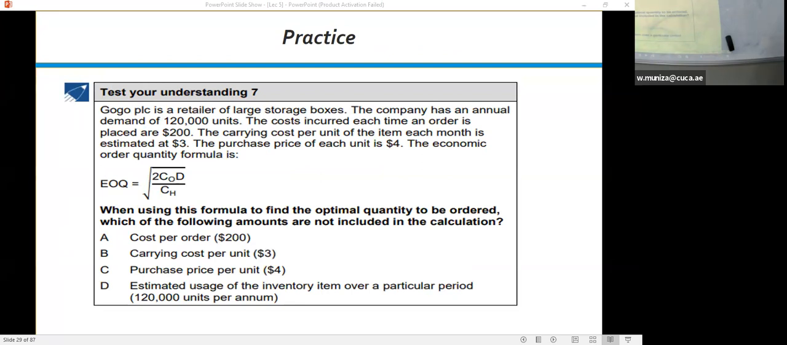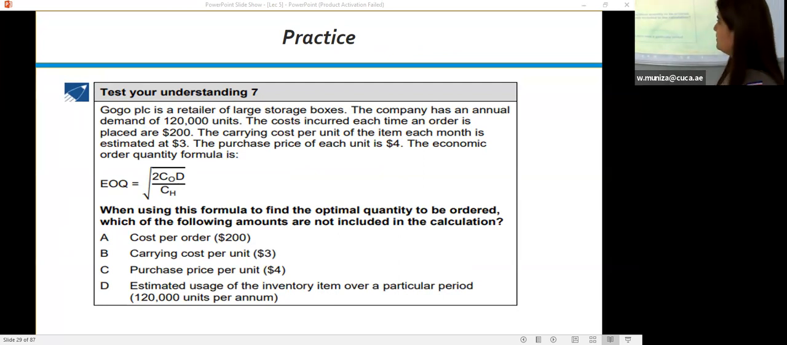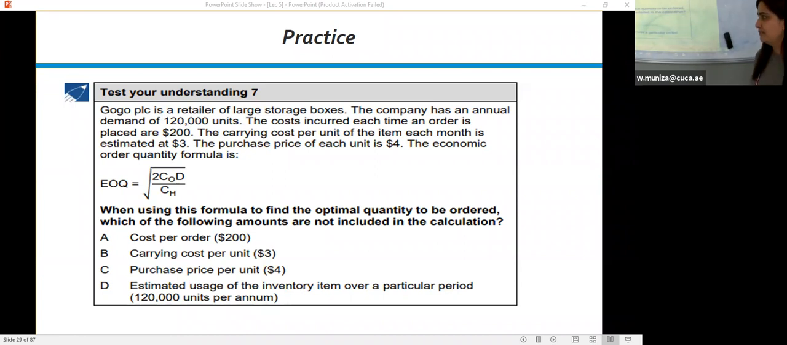Now, students, practice questions are there. We have finished the chapter. We are asking, when using this formula, that is economic order quantity, to find the optimal quantity to be ordered, which of the following amounts are not included in the calculations? So which amount is not going to be included? Even if you are not reading the scenario, you can tell. Yes, it's carrying cost per unit. Sorry, no, it's holding cost. Carrying cost is holding cost. So this is included.